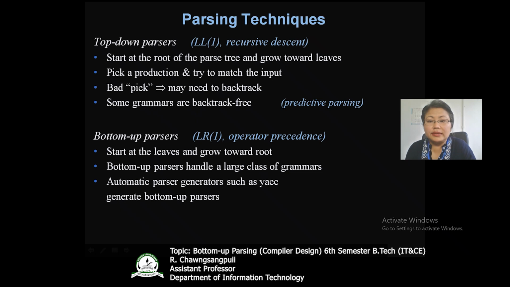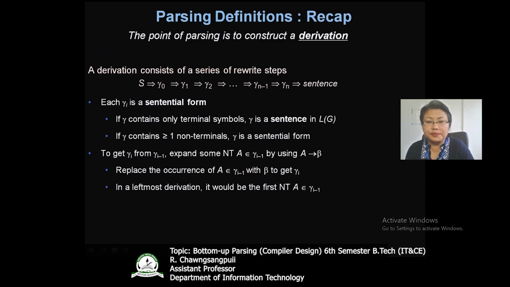The second type of parsing technique is bottom-up parsers, which you can see in LR(1) as well as operator precedence parsing. We start at the leaves and grow towards the root. Bottom-up parsers can handle a large class of grammars. Automatic parser generators such as YACC generate bottom-up parsers.